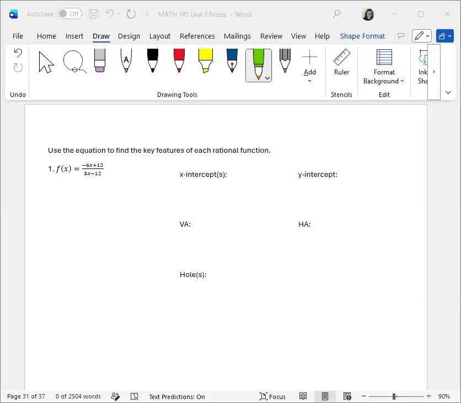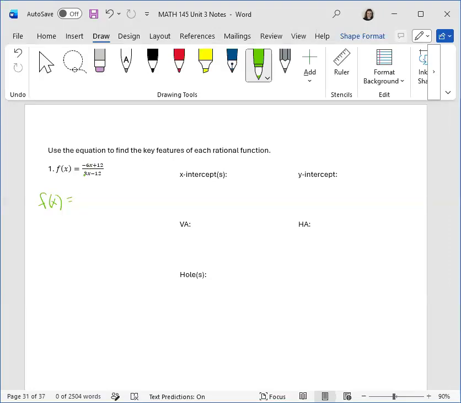In this video, we're still going to be looking at some key features of rational functions, but this time instead of being given the graph, we're going to be given the function and have to, again, just pick out the key features of the rational function. So first of all, we should always take the rational function and factor the numerator and the denominator and see if any factors are common that we could divide out.